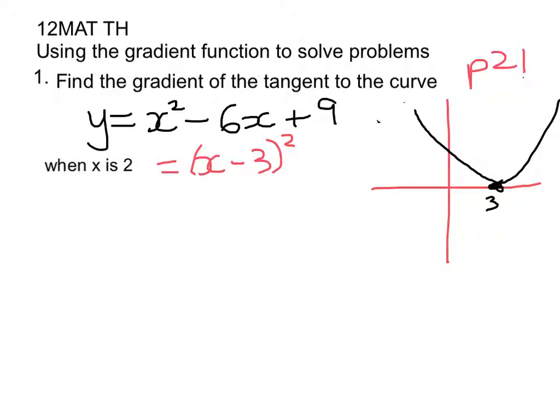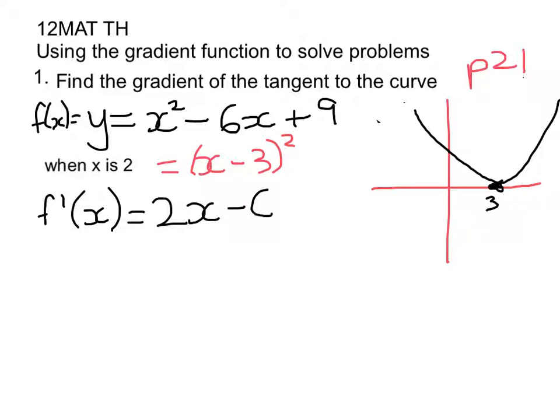So we can write the function y as f of x. To get the gradient, we need the gradient function, also called the first derivative. So f dash of x is equal to 2x minus 6. And what we're interested in is what is that value when x is equal to 2. So we can see from looking that what we're trying to find is the slope of the straight line, the tangent to the curve there. So we should be expecting a negative answer.